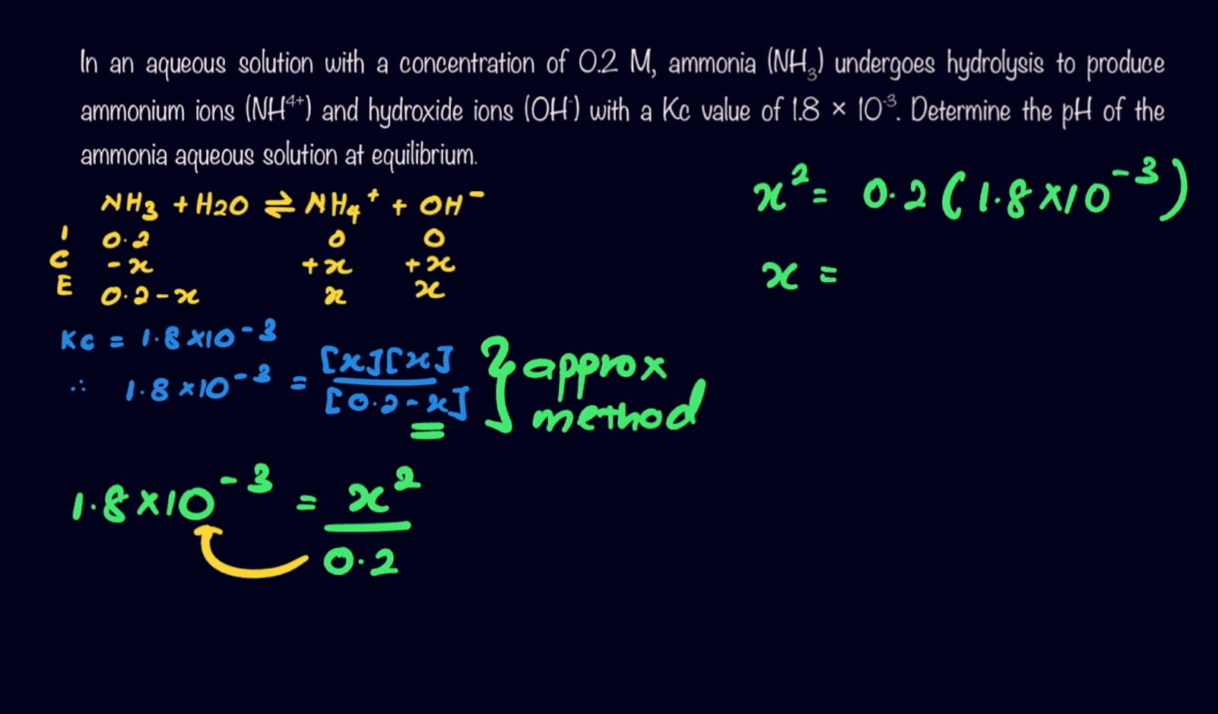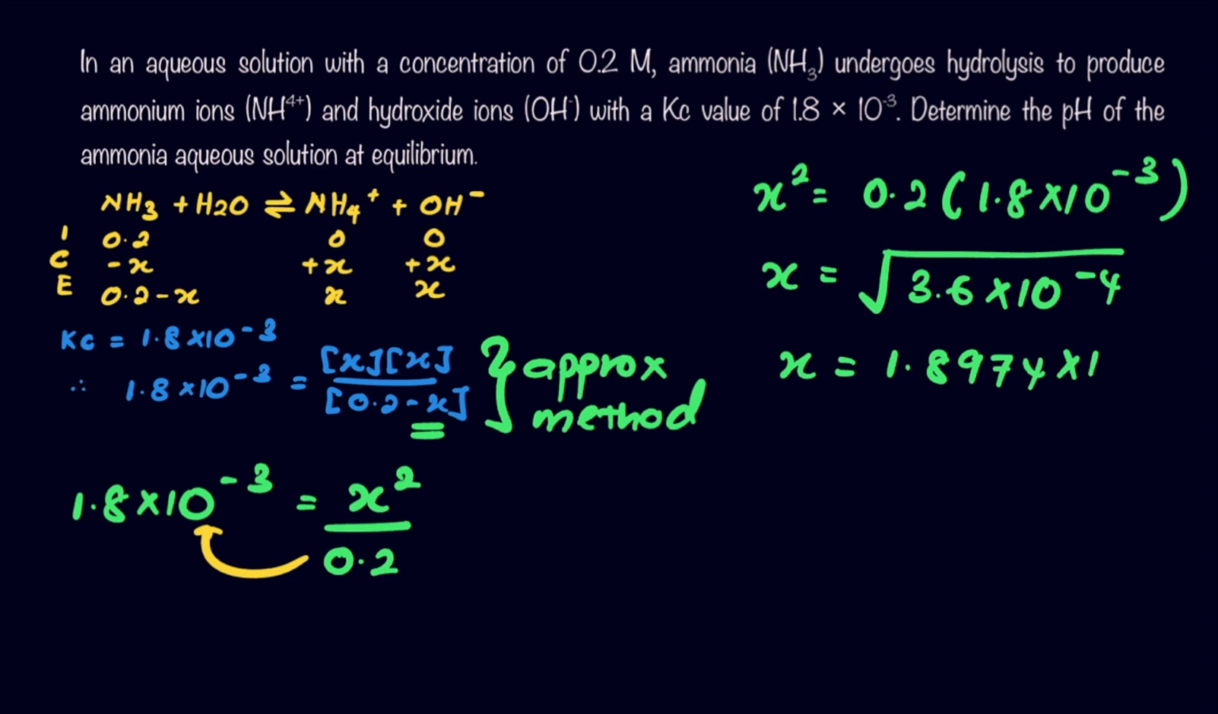So x is the square root of this value, which is 3.6 times 10 to the power of negative 4. Therefore, you will get x equivalent to 1.8974 times 10 to the power of negative 2.